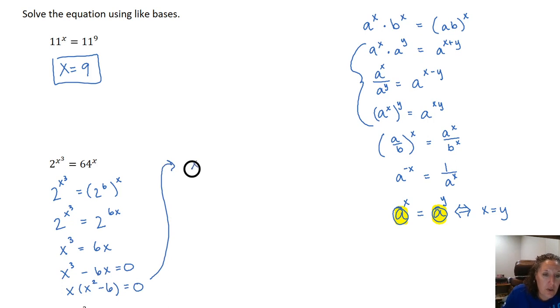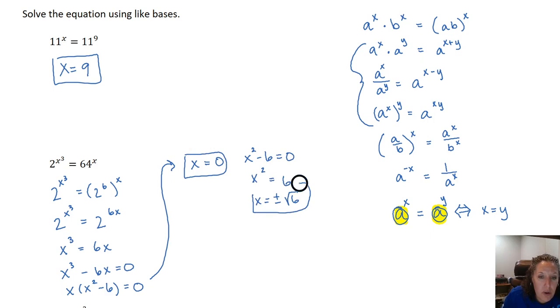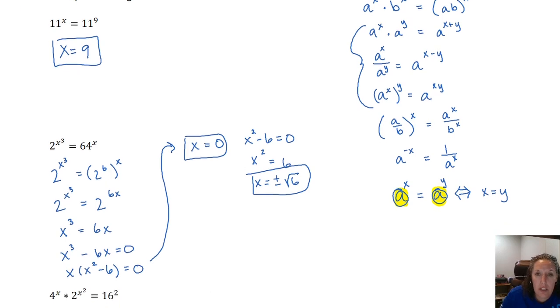So setting each of those equal to 0, we get x equals 0, and we get x squared minus 6 equals 0. We solve that by adding 6 to both sides and taking the square root. When we take the square root, don't forget plus or minus. And so we get 3 solutions here, x equals 0, x equals square root of 6 and x equals negative square root of 6.